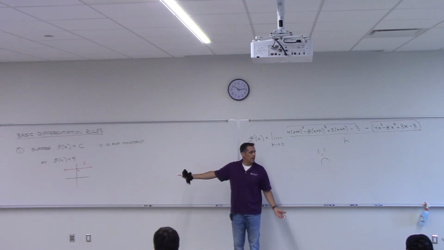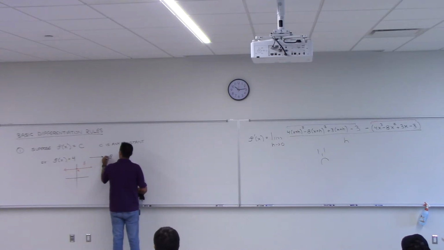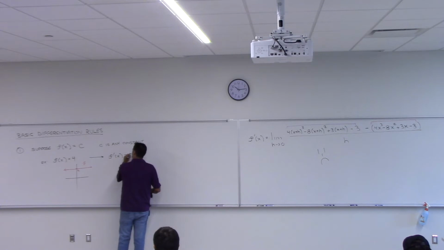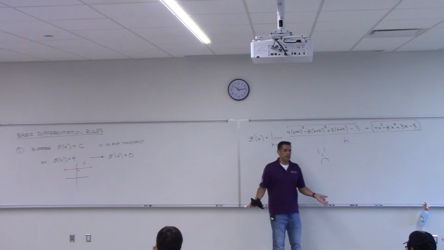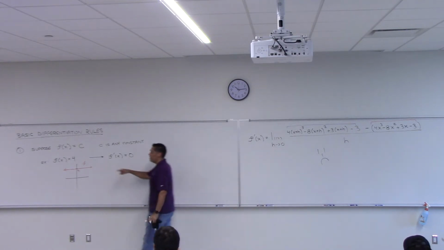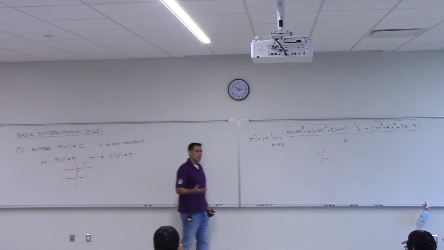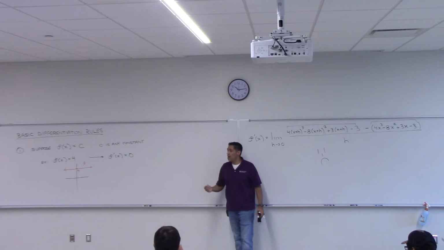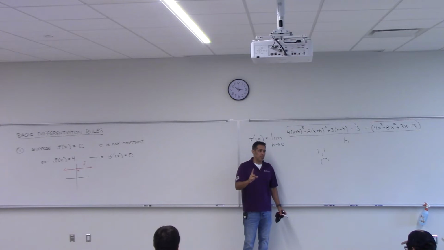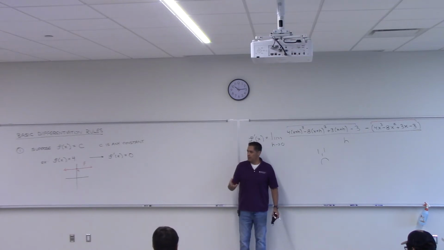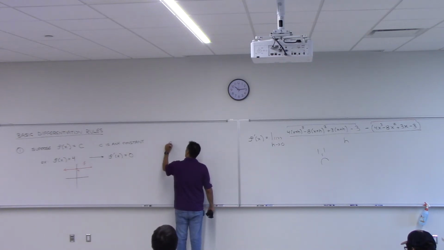0. So do you agree that just from the picture, the derivative of this function should be 0? Would that hold for any constant function? Yes, because any constant function is going to be a horizontal line, and all horizontal lines have a slope of 0. So does it make sense that the derivative of a constant should always be 0? That's the first rule of differentiation: the derivative of all constants is 0. So here's the actual rule. Rule number one is called the constant rule.